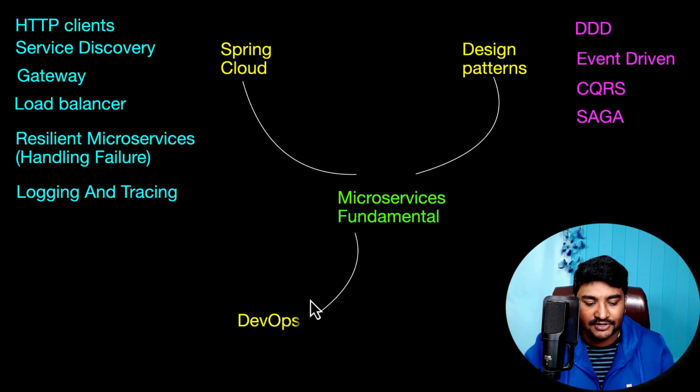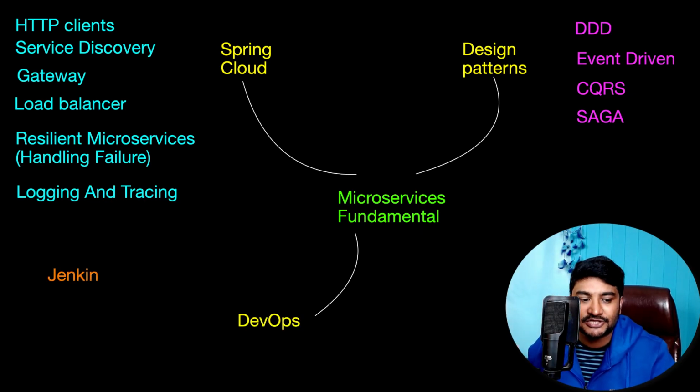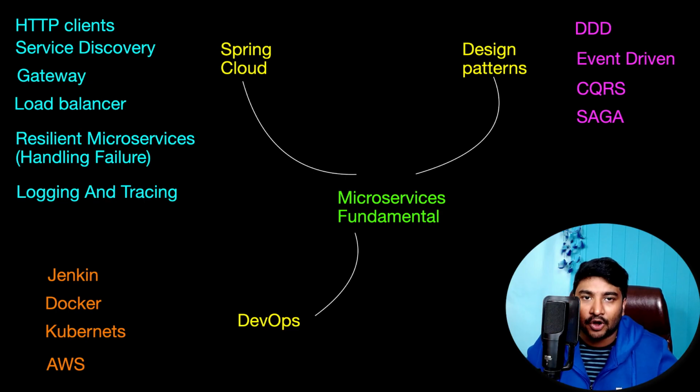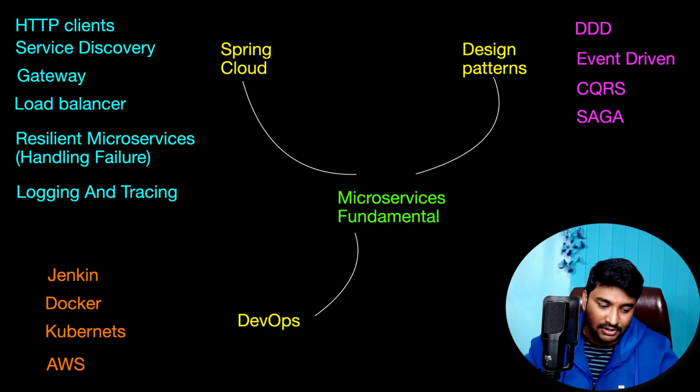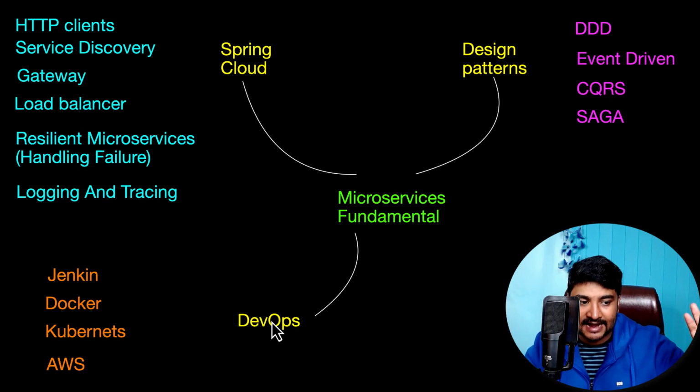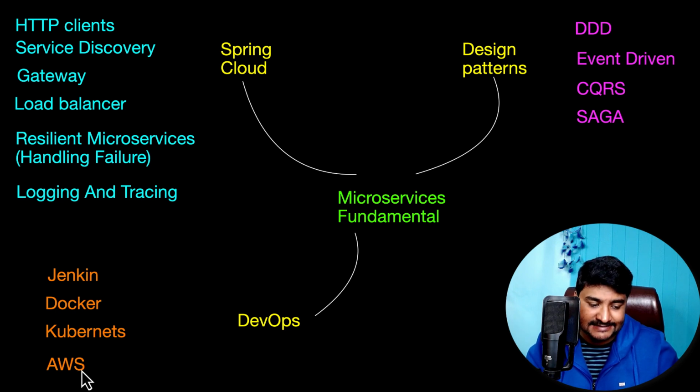The next one will be the DevOps stuff. At least you should learn about Jenkins, Docker, Kubernetes, and AWS. Learn a little bit about all these things if you want to deploy your application effortlessly into the cloud, like if you want to use AWS or GCP. So basically make sure this DevOps part comes last, once you understand how to develop microservices using Spring Boot and all these design patterns. Then you start worrying about DevOps like Docker, Kubernetes, AWS, and Jenkins.